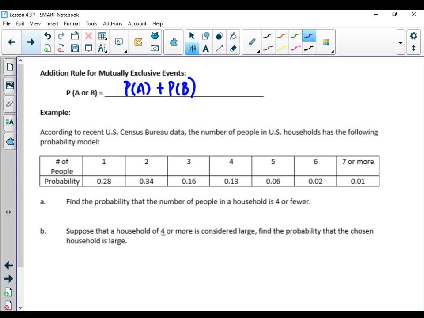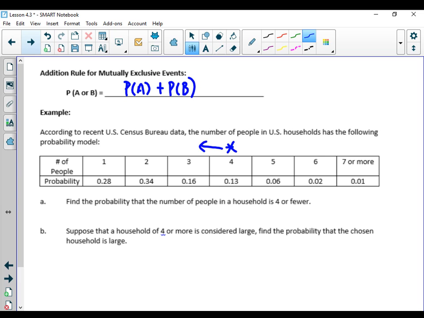All right, so let's do another example. This example talks about the U.S. Census Bureau, and they kept track of the number of people in U.S. households, and it fit into this probability model. They said, okay, the probability of having one person in the household was 0.28. Probability of having two people in the household was 0.34, and so on. Well, part A wants to know, what's the probability that the number of people in the household is 4 or fewer? Or in other words, I'm looking at this amount or less.